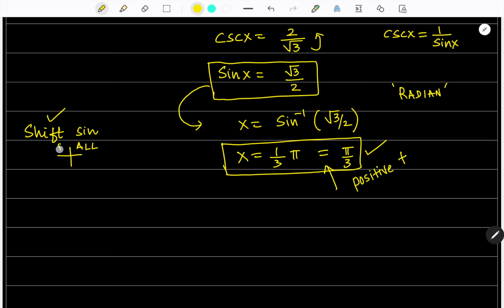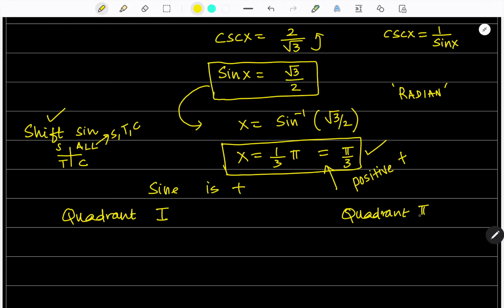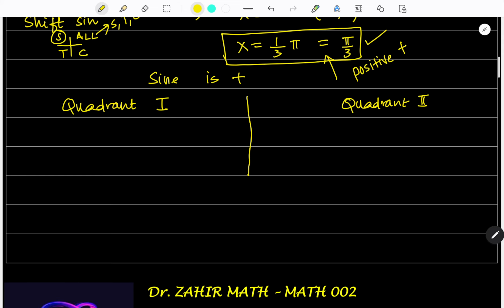Here it is, all S, T, C, right? So sine is positive in how many quadrants? Inside all you have sine, cosine and tan. So sine is positive in 2 quadrants. What are they? Quadrant 1 and quadrant number 2. Here is the all S. So in quadrant 1 and in quadrant 2, it is positive.